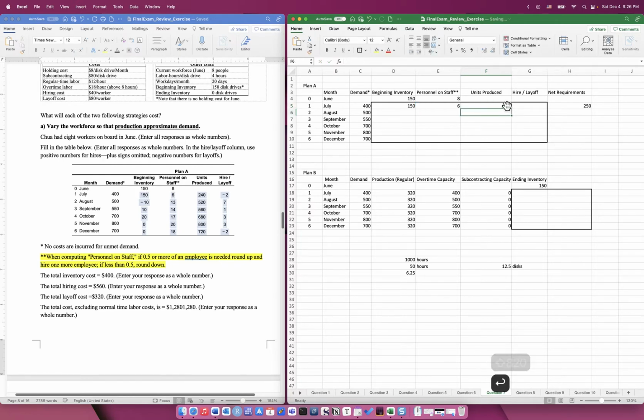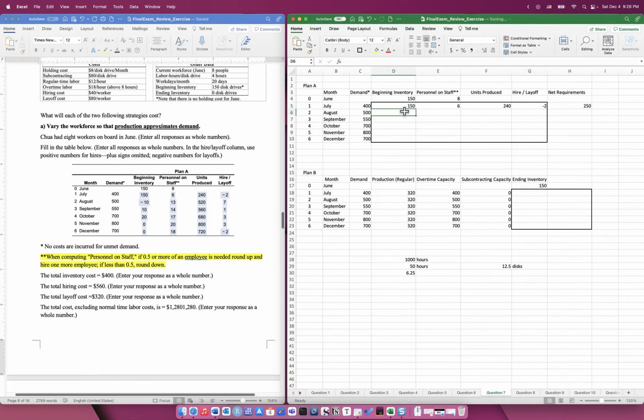This is the total number of hours. We're going to divide it by 4. We can get this many discs during the month of July. So as you can see, we started with 8 people, but we only need 6 people. Therefore, we need to lay off 2 people.